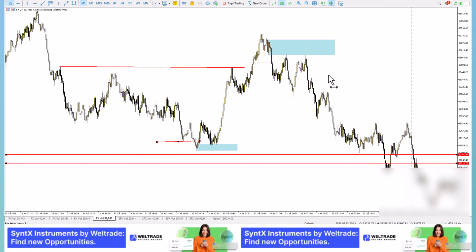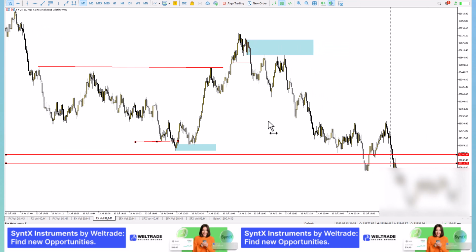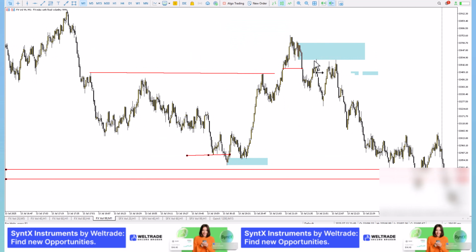So remember that price is fractal. What you see on the H4 is exactly what price is going to be doing on the lower time frame. So it means that you are going to be looking for the same things that you look for on the H4, but you're doing it on the M1.